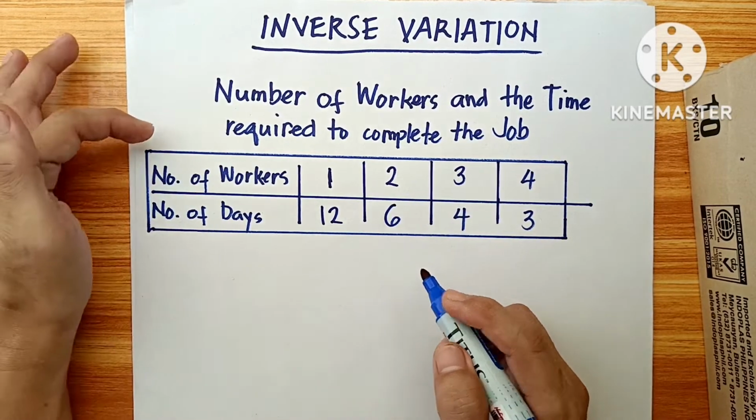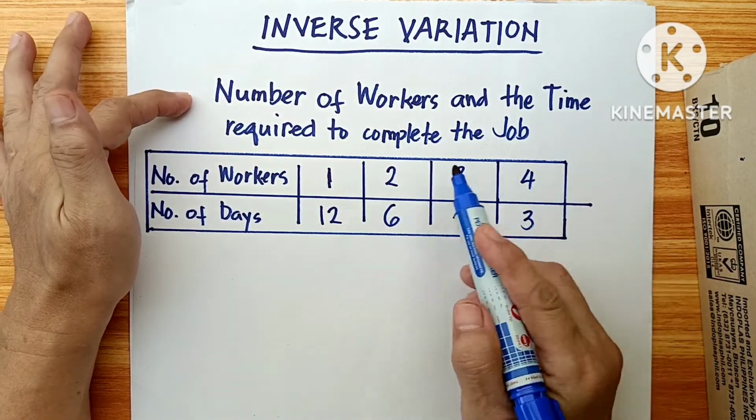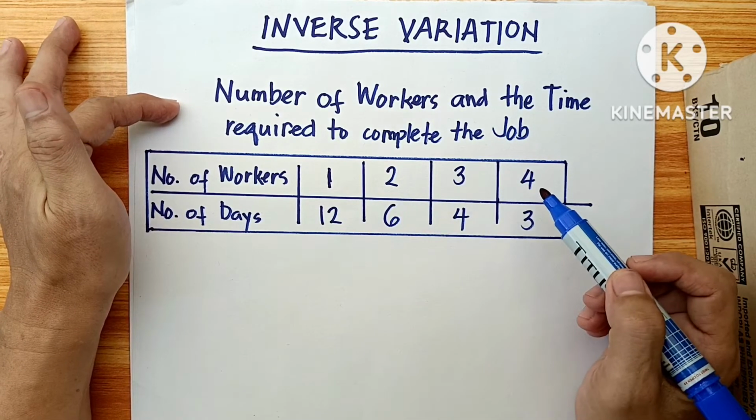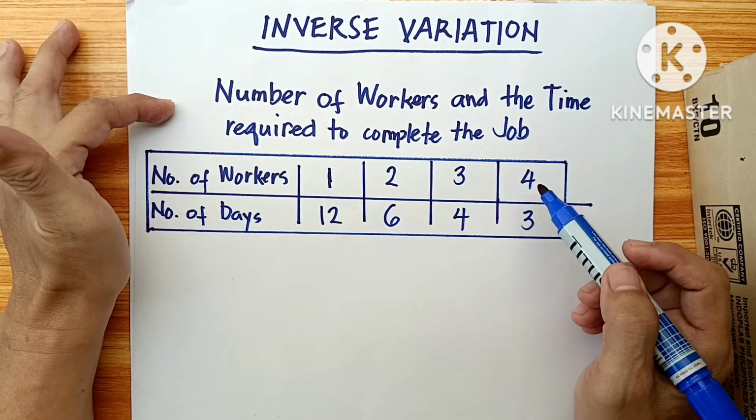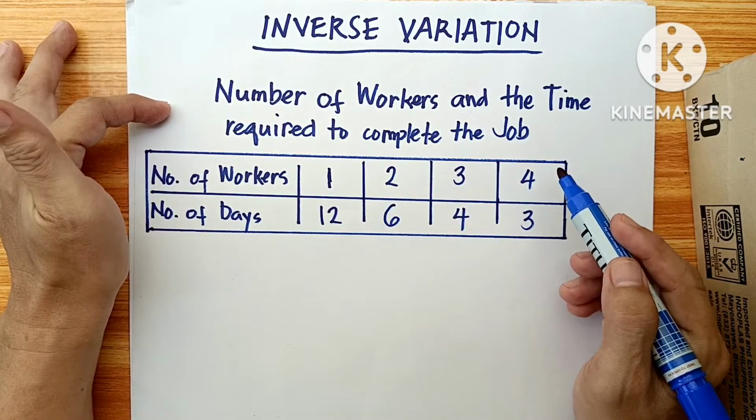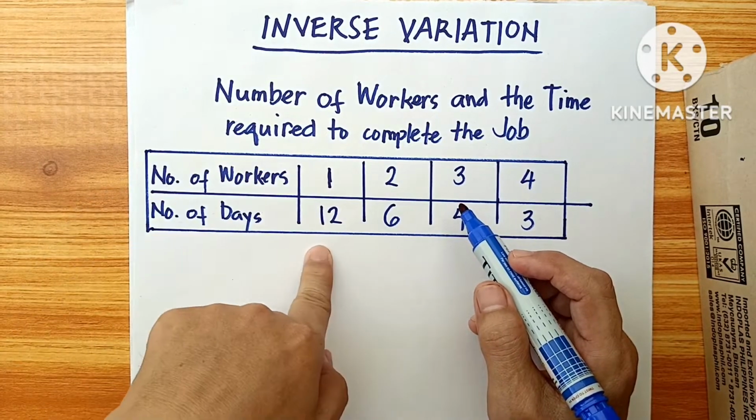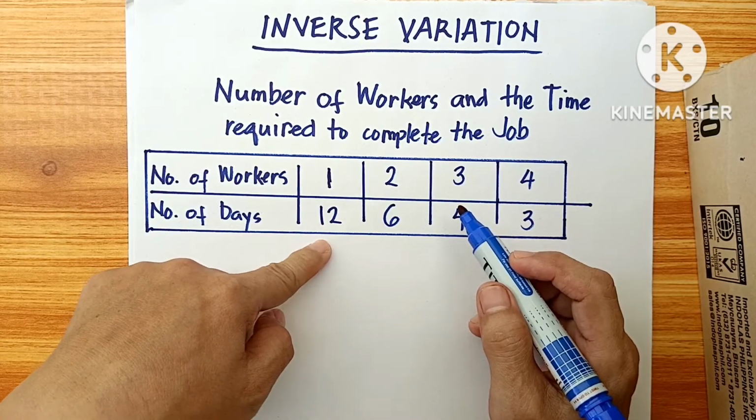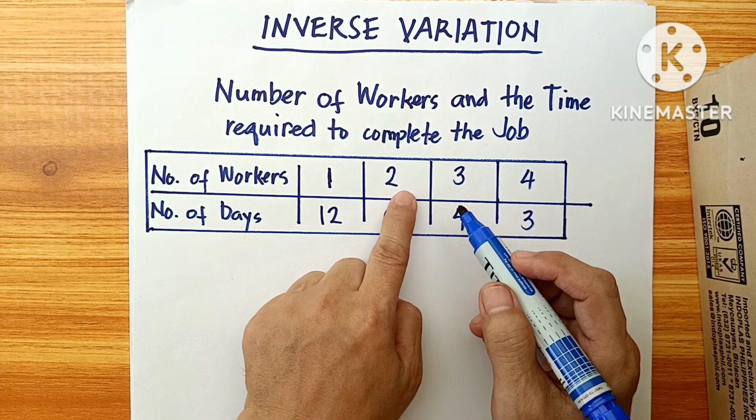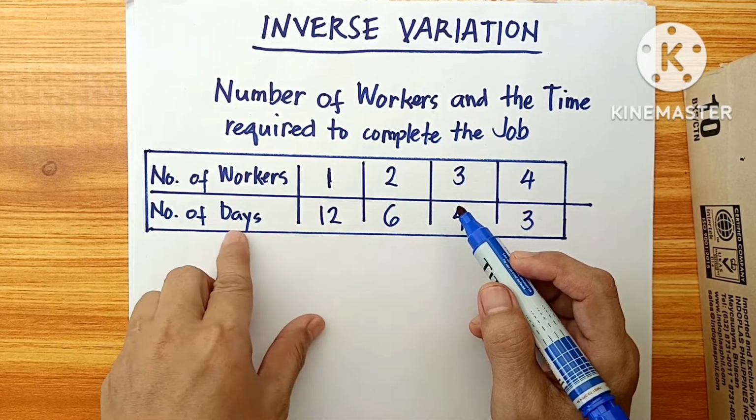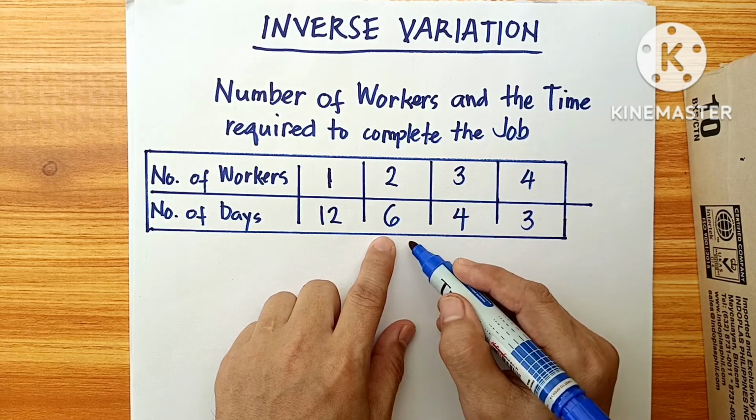Let us begin by considering the following table showing the relationship between the number of workers and the time required to complete the job. We know that when people work together, the job gets done faster. Supposing a worker can do the job in 12 days, when he works alone, it's 12 days. Now, if we double the number of workers, say 2, obviously the number of days will be reduced by half, so it's just 6.